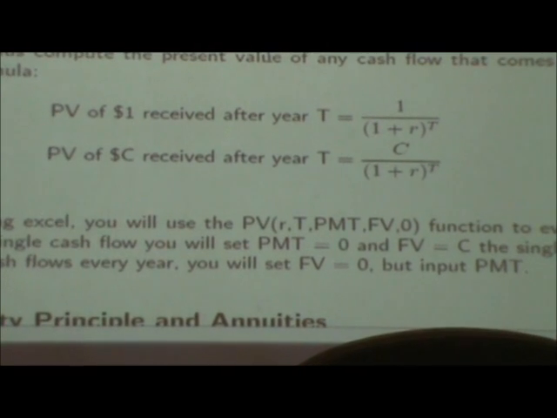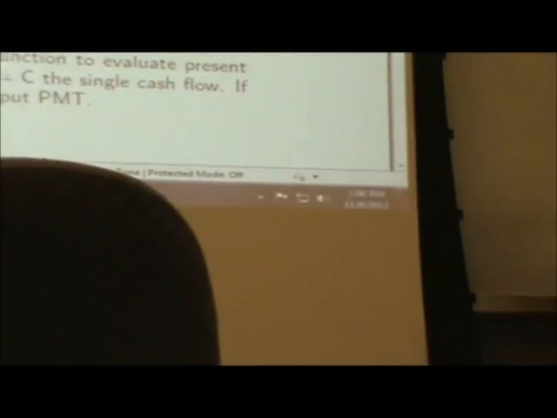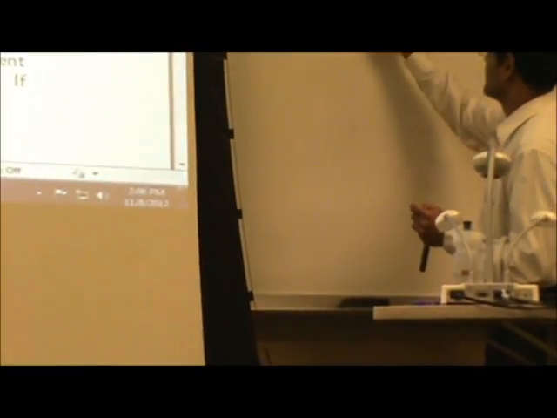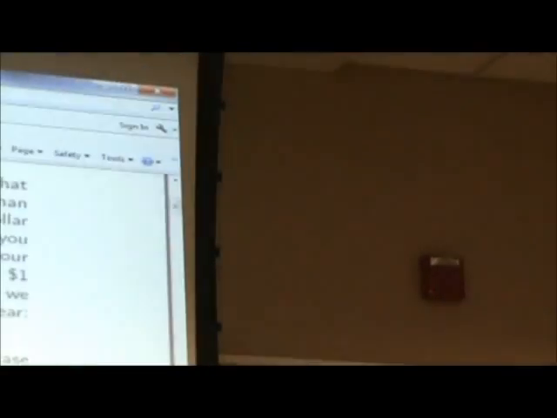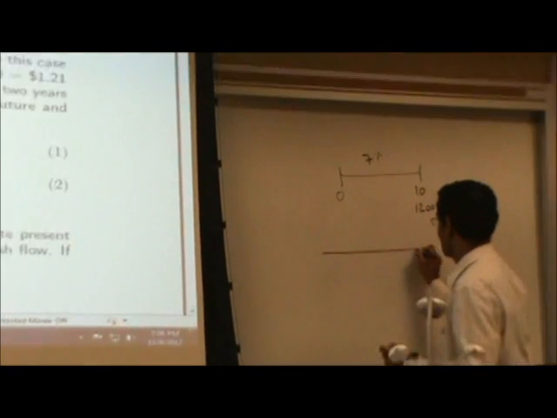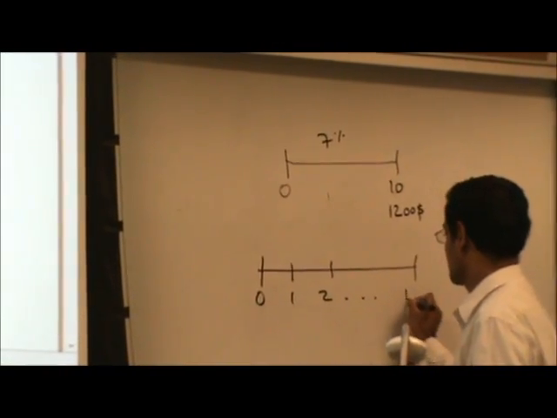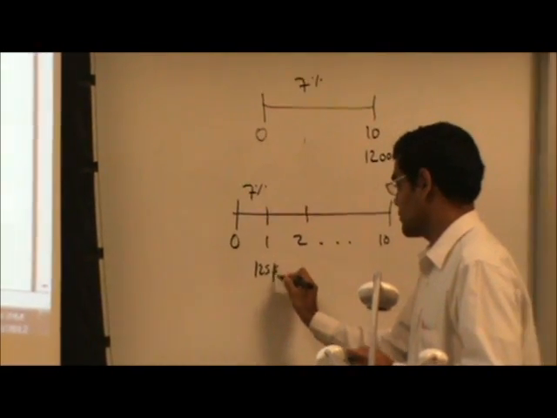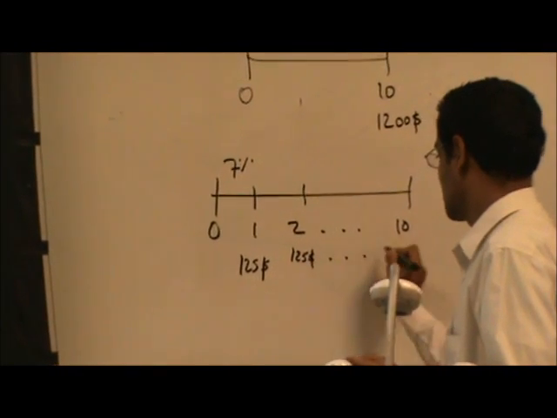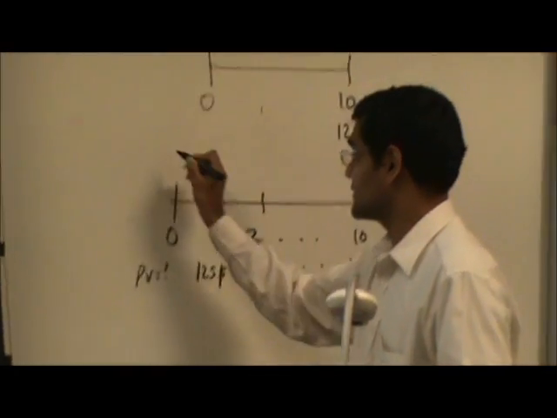Okay. For example, let's say time period 0 to 10, this is 7%, and let's say it's $1,200. So this is a single cash flow. Same 7%, except that it is $125 every period. So what's the present value in both of these cases?